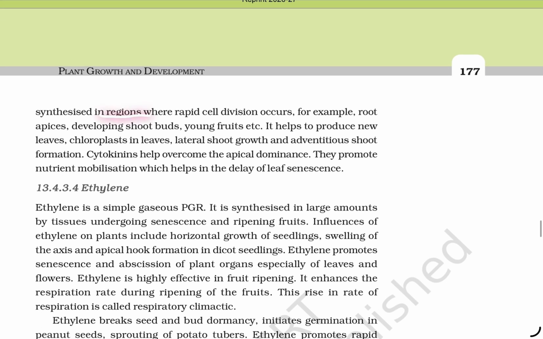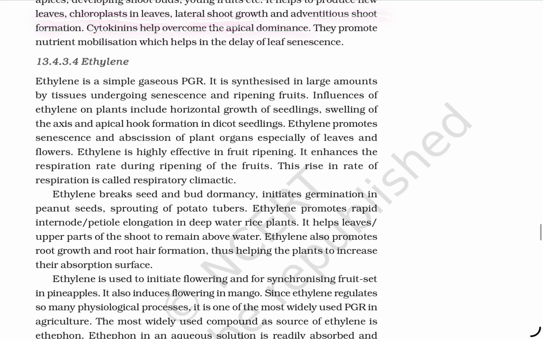Natural cytokinins are synthesized in regions where rapid cell division occurs, for example, root apices, developing shoot buds, and young fruits. It helps to produce new leaves and chloroplasts in the leaves. It also helps in lateral shoot growth and adventitious shoot formation. Cytokinins help to overcome apical dominance. They promote nutrient mobilization, which helps in the delay of leaf senescence.